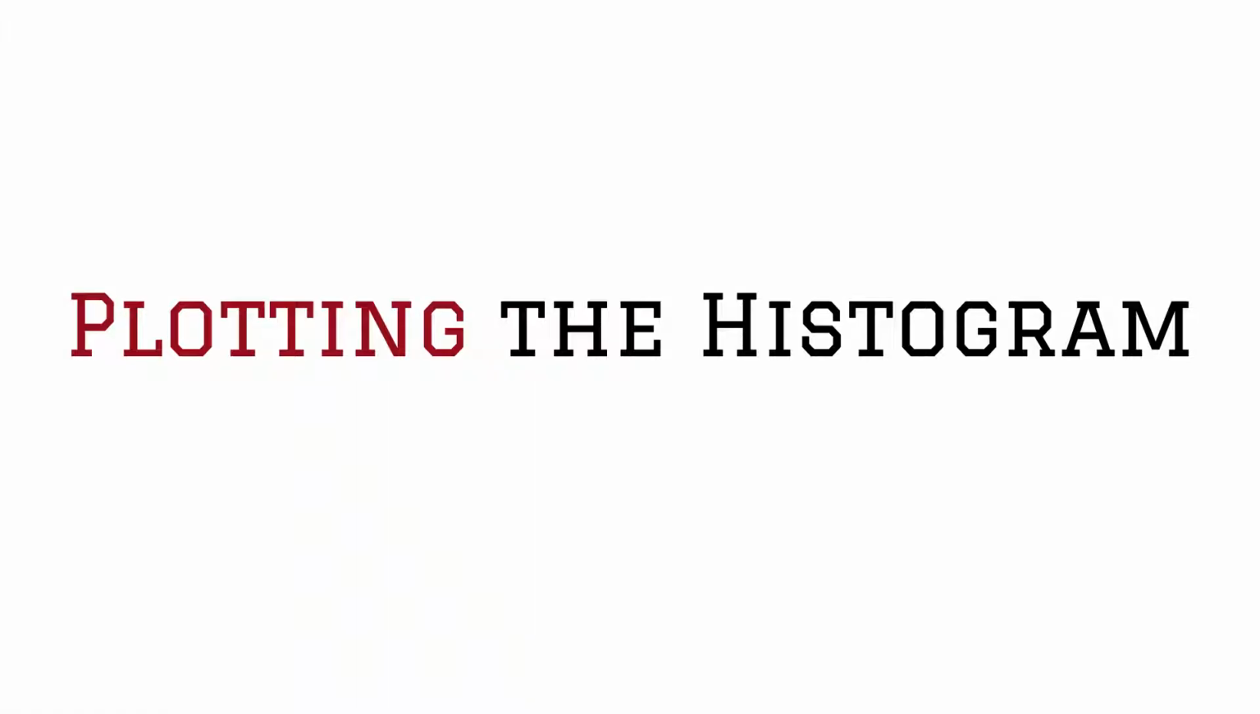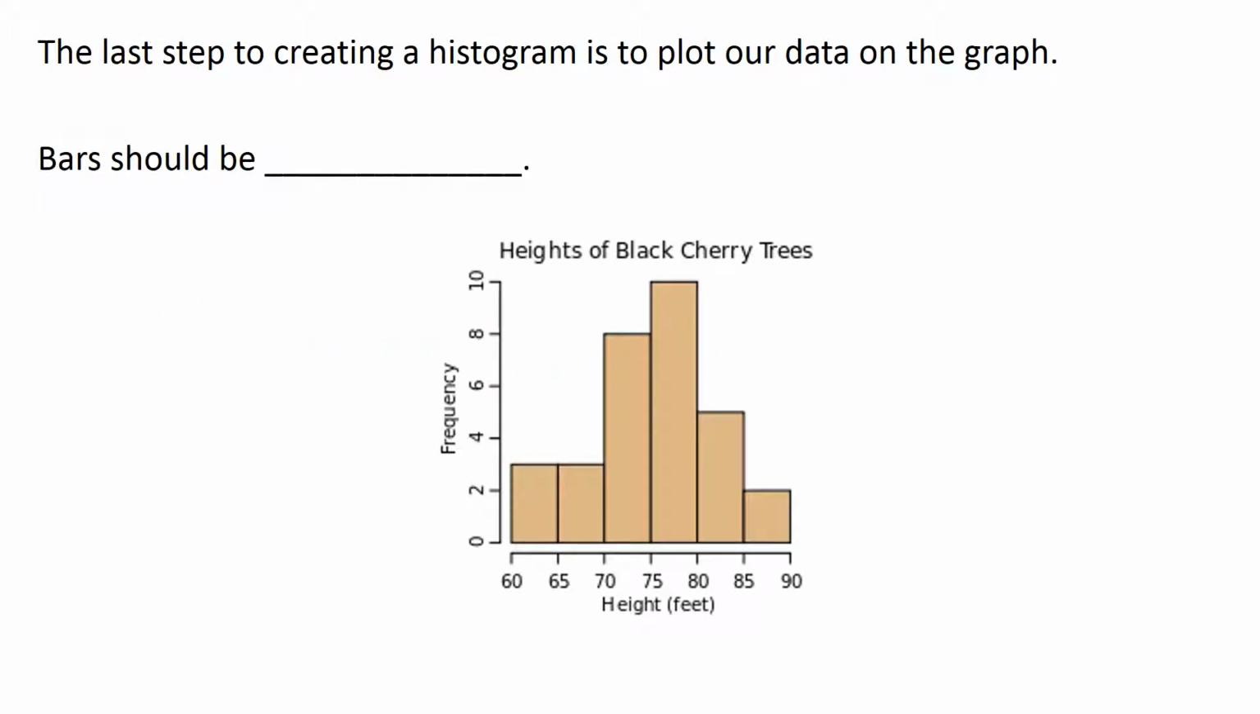Let's complete the final step of graphing a histogram. So this last step involves us actually plotting the data on the graph. And just before we do that, let's make sure we're clear that the bars should be rectangular, just like the examples we've seen previously.